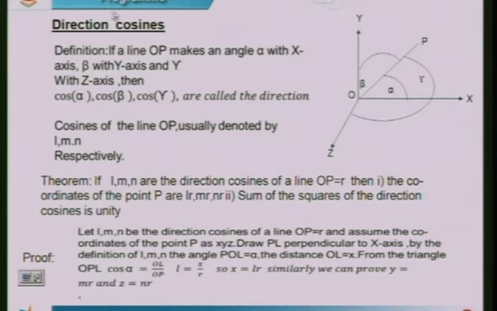Direction cosines refers to the line in space. Suppose a line makes an angle alpha with x axis, beta with y axis and gamma with z axis. Then cosine of these angles, that is cos alpha, cos beta, cos gamma, are called direction cosines of the line OP, usually denoted by l, m, n. Then here the direction cosines of x axis, y axis, z axis.